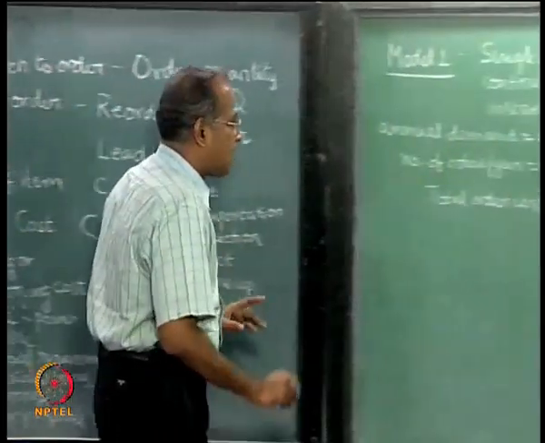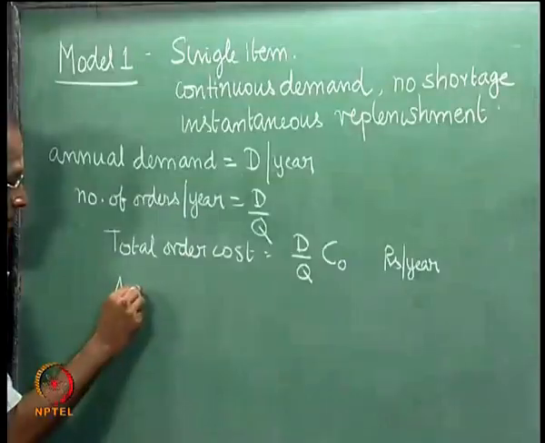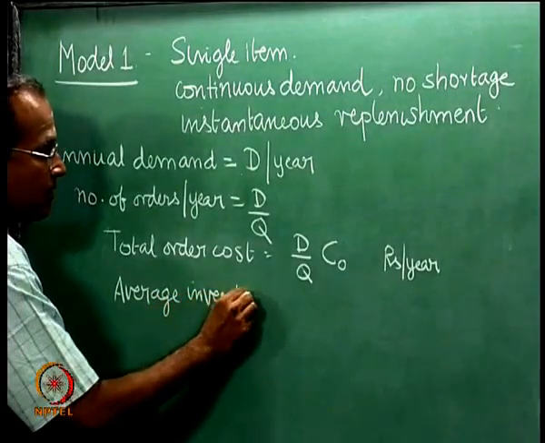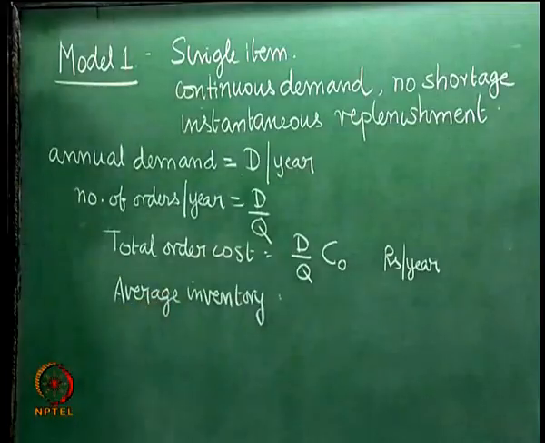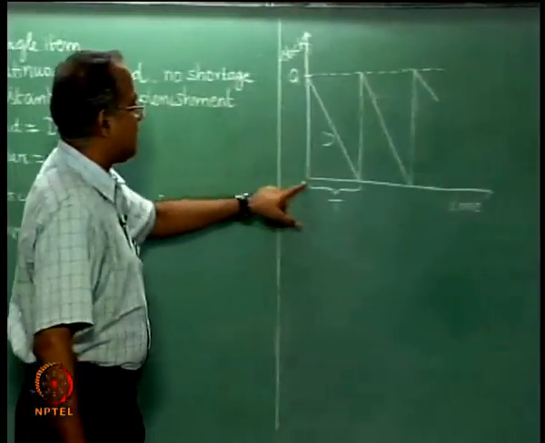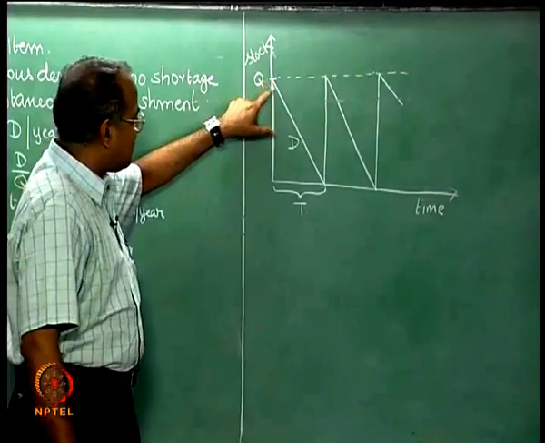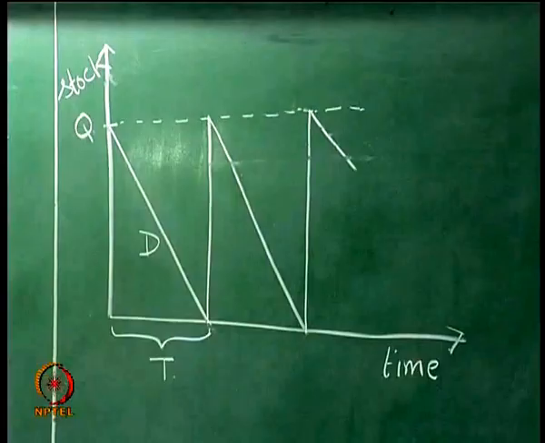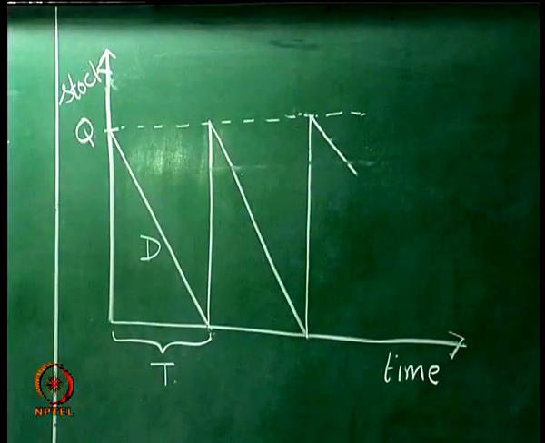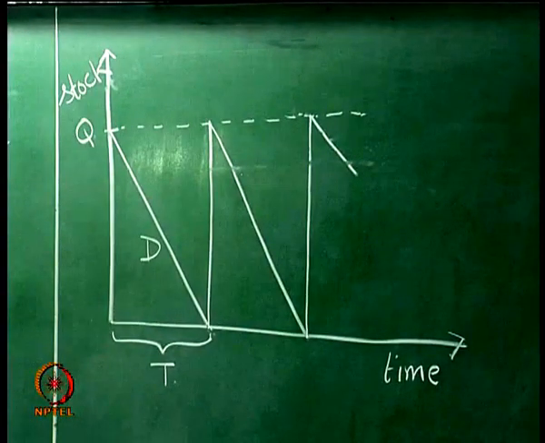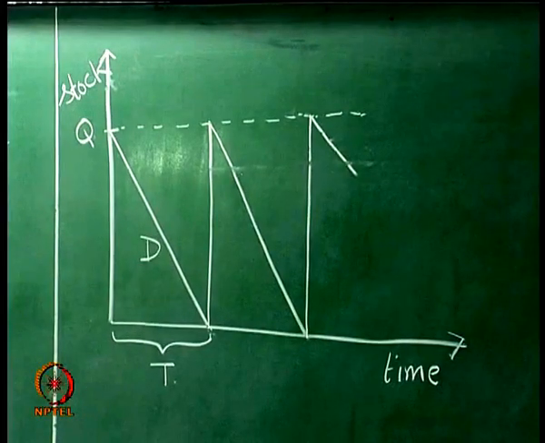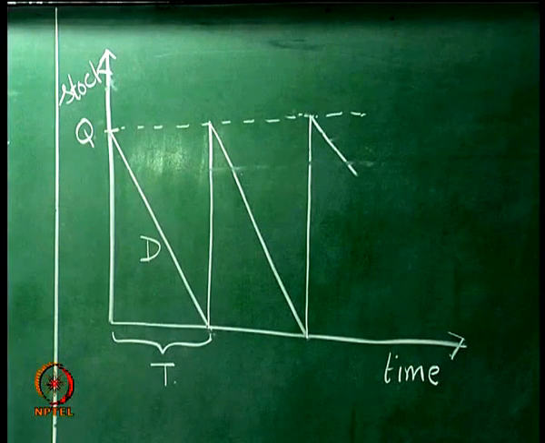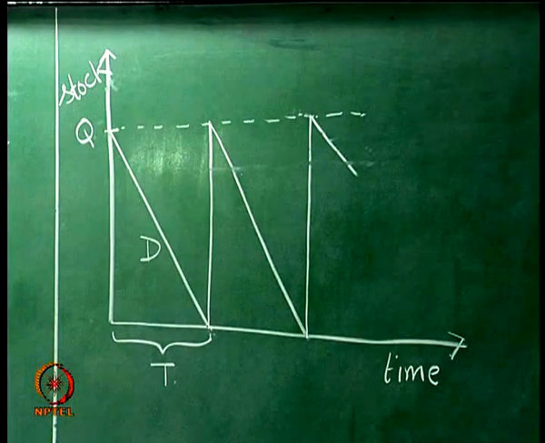Now there are two ways of calculating the average inventory. So average inventory is like saying, if I start this cycle, I start with Q, then it comes down, it comes down, it comes down to 0 at time T. So in a particular cycle, the beginning inventory is Q, the ending inventory is 0, the average inventory is Q by 2, because you actually have a line here. That is one way of saying that the average inventory is Q by 2.